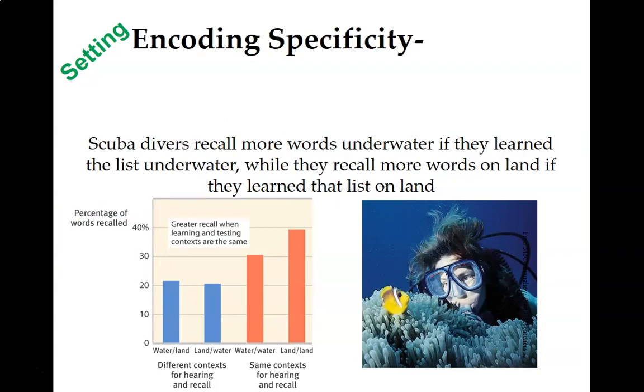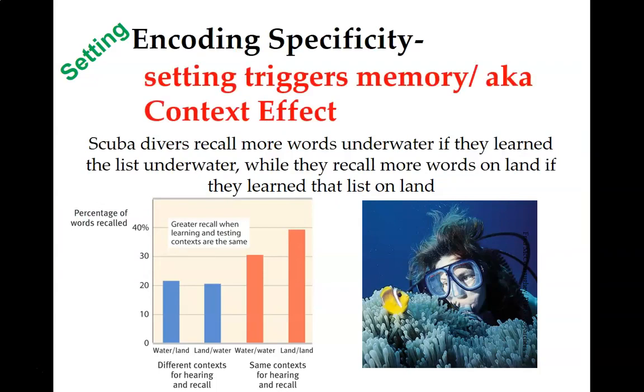Setting context. Encoding specificity. Setting will trigger memory, also known as the context effect. Now this will seem very, very silly. This will probably be one of the most extreme examples that I've ever run across. Scuba divers recall more words underwater if they learn the list underwater, while they recall more words on land if they learned the list on land.